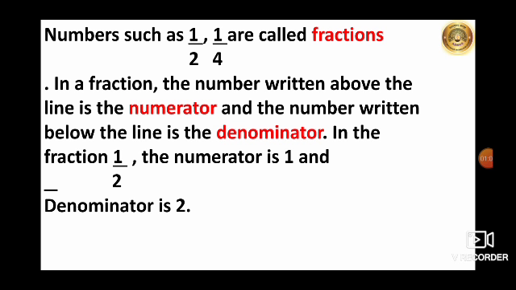Numbers such as 1/2, 1/4 are called fractions. In a fraction, the number written above the line is the numerator and the number written below the line is the denominator. In the fraction 1/2, the numerator is 1 and the denominator is 2. This we have seen in our previous video. And now we will move further.